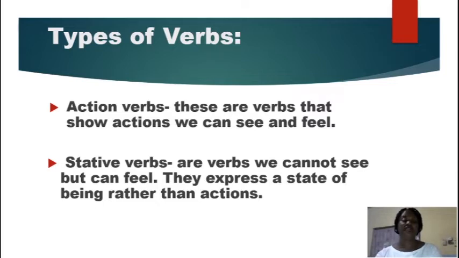Then we have a second one, the static verbs. Static verbs are verbs we cannot see, but we can feel. They express a state of being rather than actions.